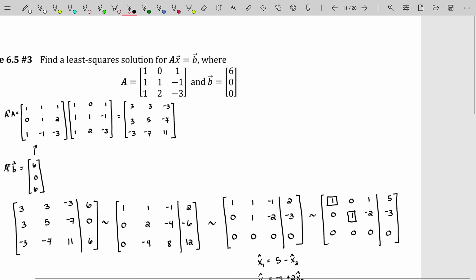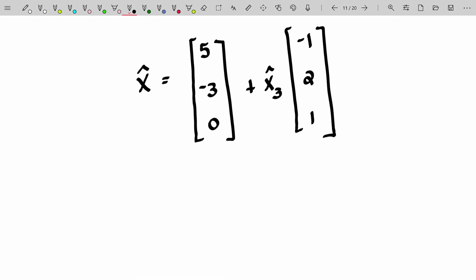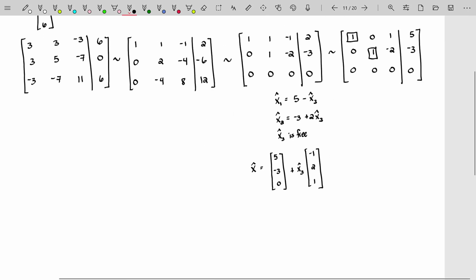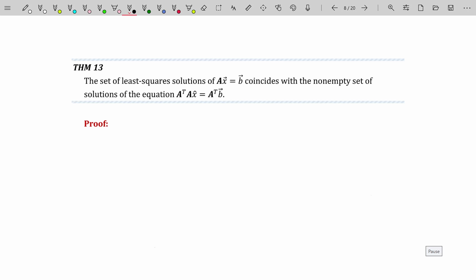Anyhow, we found a least square solution. In fact, we found an infinite number of them. If you let x sub 3 be 0, then one solution would be 5, negative 3, 0. If you let x sub 3 equal 1, then that least squares solution would be 4, negative 1, 1. And if you let x sub 3 be something else, you keep adjusting that.